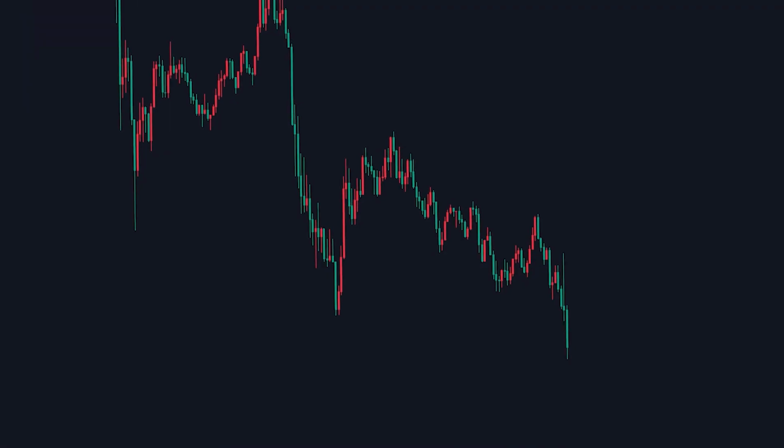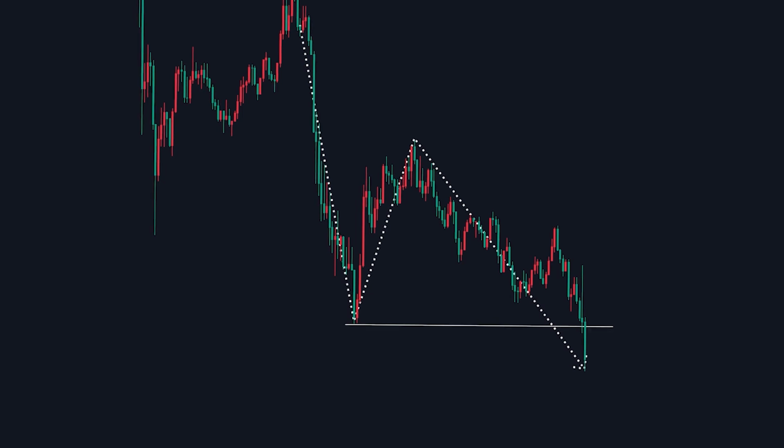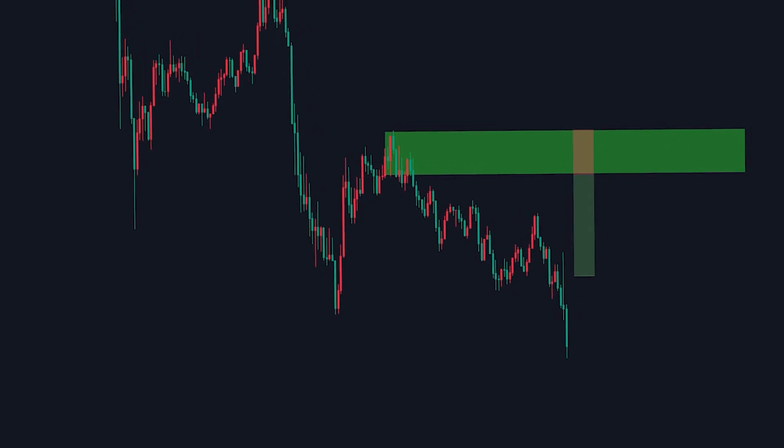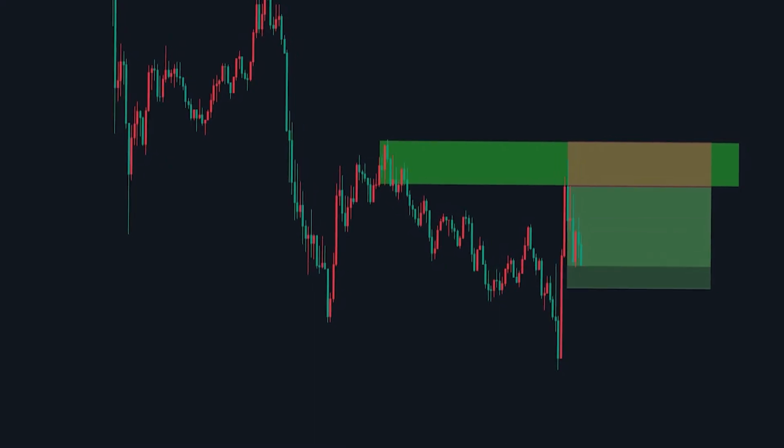In this short example, the market is showing a clear downtrend. We identify the structural lows and mark the key zone. Then we place a limit order with a stop loss and take profit. The price reaches our target, and we secure a profit once again.